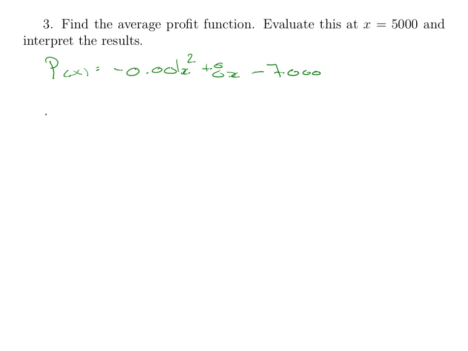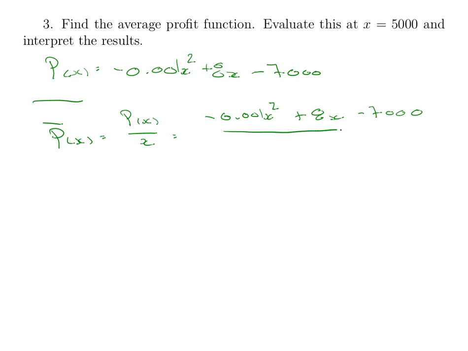All right, cool. What we want to do is find average profit. Average profit is going to be profit over our quantity x. So I'm going to say negative 0.001x squared plus 8x minus 7,000 all over x. Notice we can split this fraction up and then reduce everything. So we're really going to be left with negative 0.001x plus 8 minus 7,000 over x.